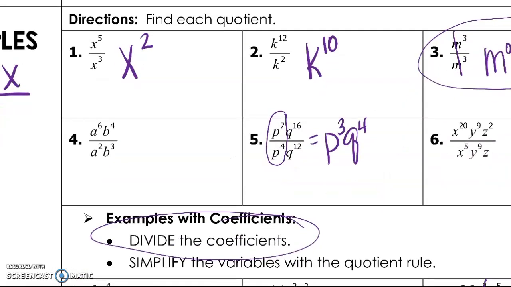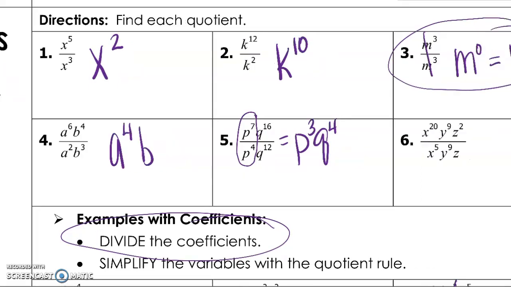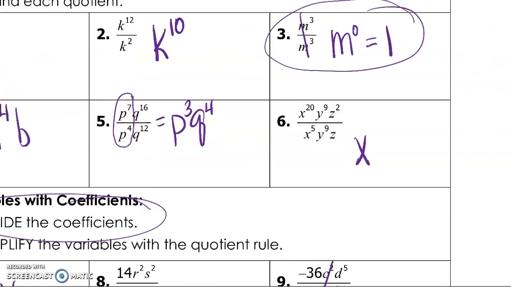Number 4, first we do the a's, so we would have a to the 4th, b to the 1st, but you do not need to write the 1, so just write the b. Number 6, we would have x to the 15th. The y's are the same, so they cancel out. You could put y to the 0, but then you would have an extra step in there. And then z to the 1st, so again, you can just put a z.